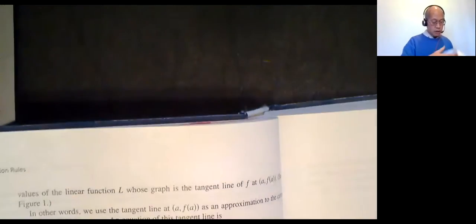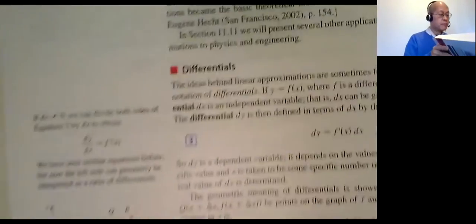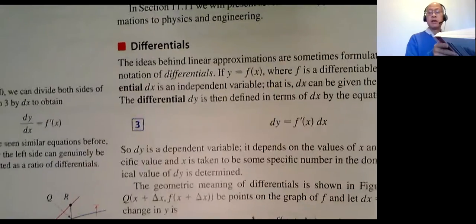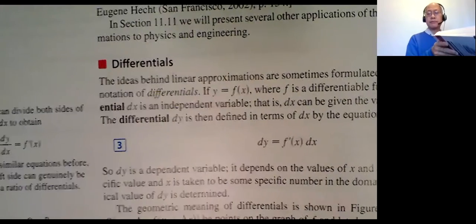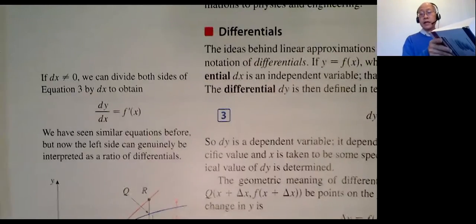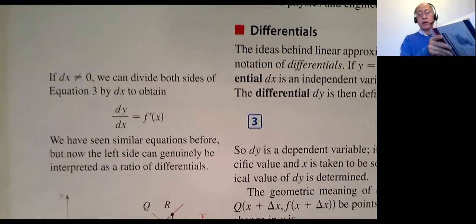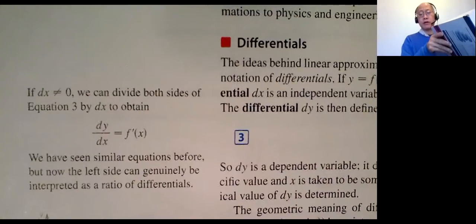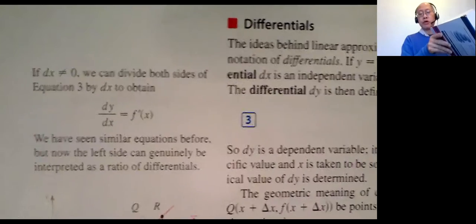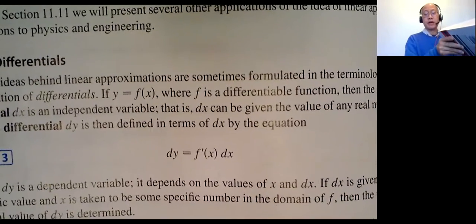The only other one you need is this formula for differentials on page 254, equation 3, dy equals f prime of x dx. It's a variation of the Leibniz notation on the left-hand side. We know dy dx is a symbol for the derivative, equals f prime of x. If you multiply both sides by dx, then it's going to look like that: dy equals f prime of x dx. And that's all you need for 3.10.